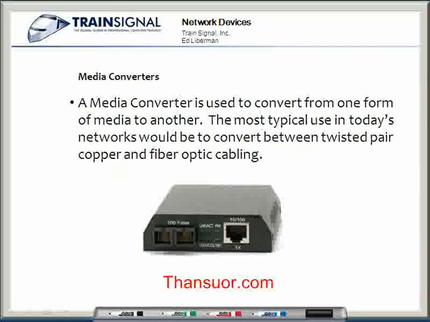All right, next we have media converters. And a media converter, well, it is pretty much what it sounds like. It's used to convert from one form of media to another. So it converts between different types of media, thus the name media converter. Now, media converters come in all sorts of different shapes and sizes, but the most typical use in today's networks would be to convert between your twisted pair copper cabling and your fiber optic cabling. And why is that the most common? Well, because those are the two most common forms of cable that are currently in use.